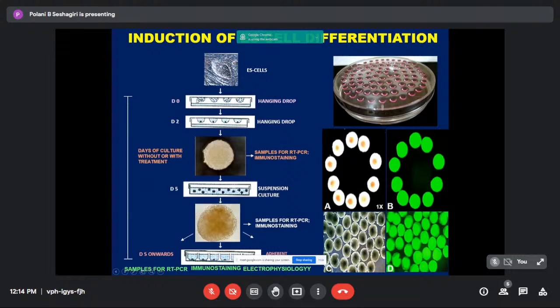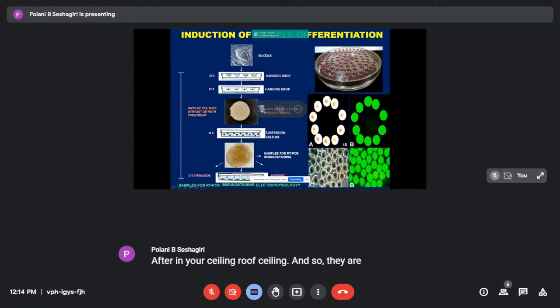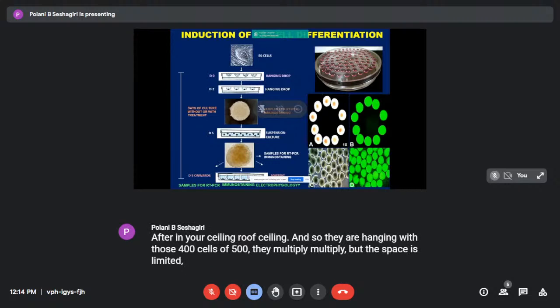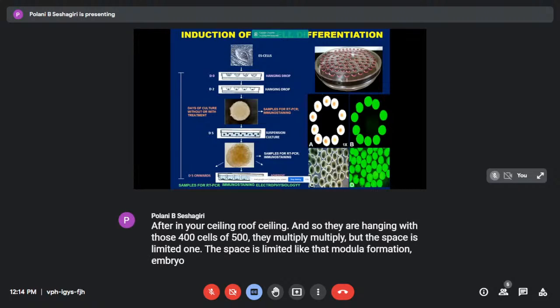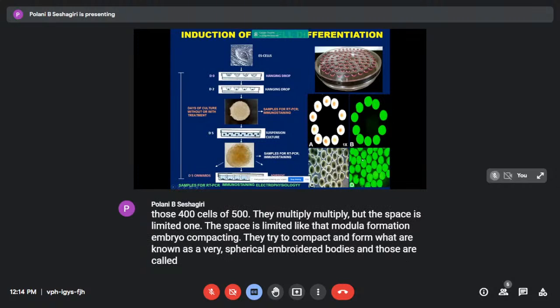I mean, there's a method. You take the lid, put these drops, what you see here, and then invert it and put it onto the main dish. And therefore, they are hanging like little leaking drops of rainwater from your roof ceiling. So they are hanging with those 400 or 500 cells. They multiply, but the space is limited. When the space is limited, like morula formation, embryo compaction, they try to compact and form very spherical embryoid bodies, and those are called embryonic bodies or EBs.